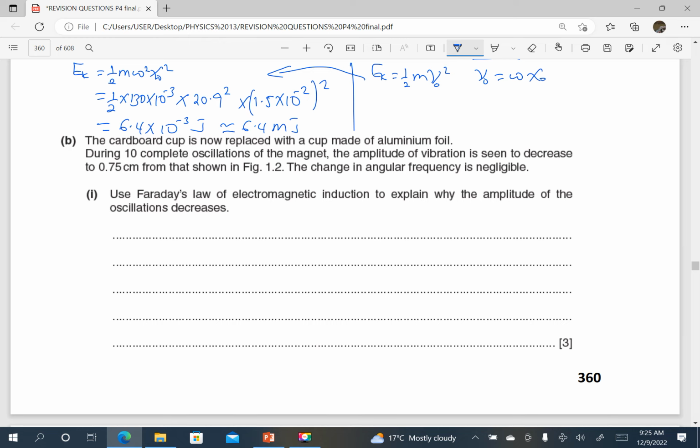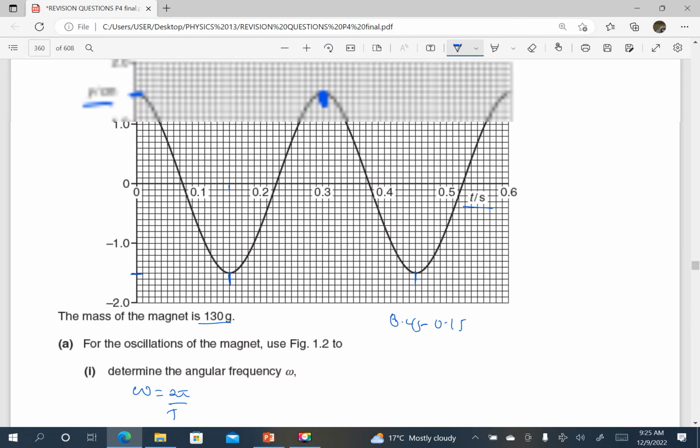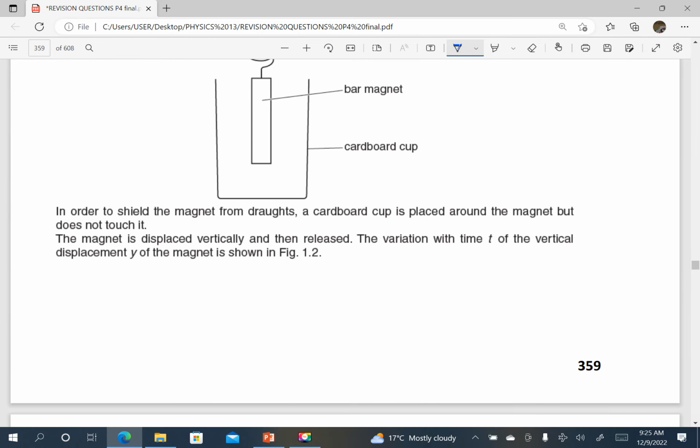Of course, we are seeing the cardboard is replaced by an aluminium cup, which is a conductor. As the magnet oscillates in the aluminium cup, the cup will be intercepting the magnetic field lines of the oscillating magnet. By Faraday's law, an EMF is going to be induced in the aluminium cup, and that EMF is going to create eddy currents in the aluminium cup. The eddy currents are going to dissipate energy as thermal energy in the aluminium cup, and remember that energy came from the oscillations of the magnet, so the oscillations are going to die out.